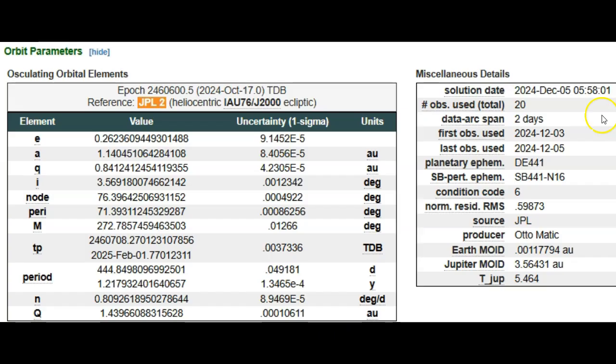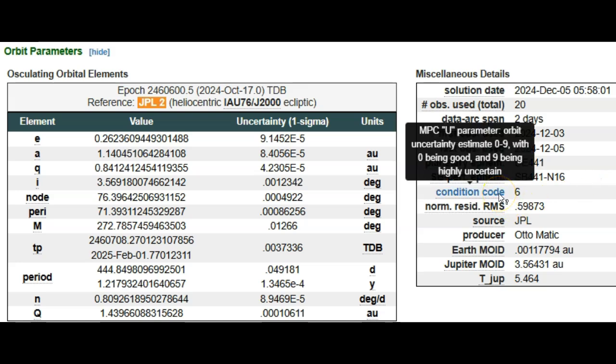All right, solution date. That's today, December 5th, as you can see. Total observations, only 20 observations over a two-day period. This rock was first spotted on the 3rd of December, and they went ahead and told us about it today.